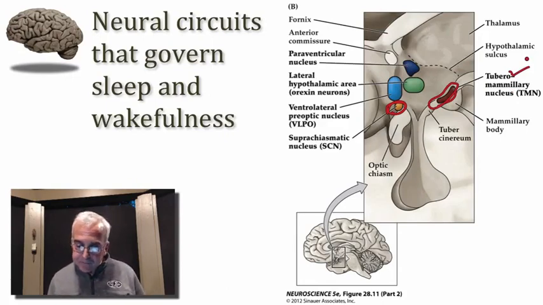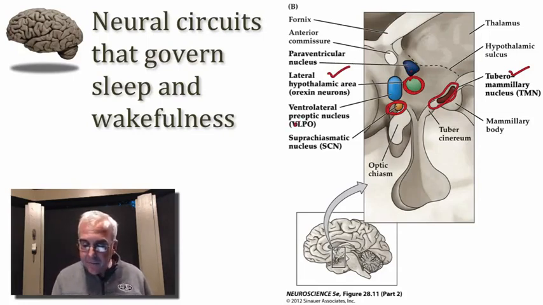mammillary body. Now, our orexin neurons are those that are producing this peptide that are involved in promoting the wakeful state, and the orexin neurons are found in the lateral part of the hypothalamus, so just a little bit deep to the wall there of the third ventricle.